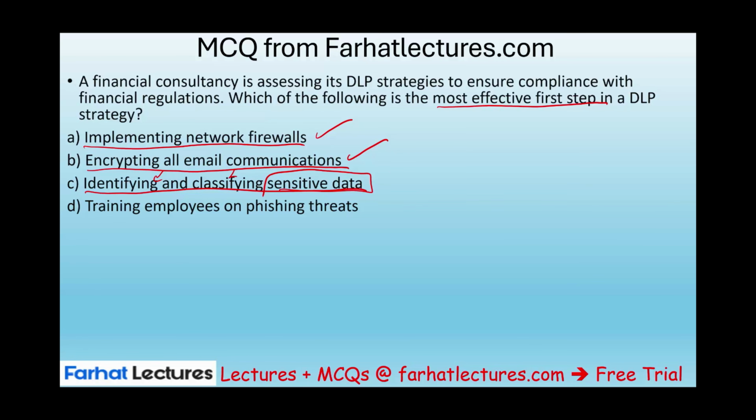You have the data. Not all the data is the same. Not all the data requires the same protection. Not all data will expose you equally. So the first thing you want to do in a DLP policy is ask what data am I dealing with? Classify its sensitivity. Then I'm going to go ahead, encrypt all the email communication, implement a network firewall. I would say C will precede A and B. I'll take out A and B.